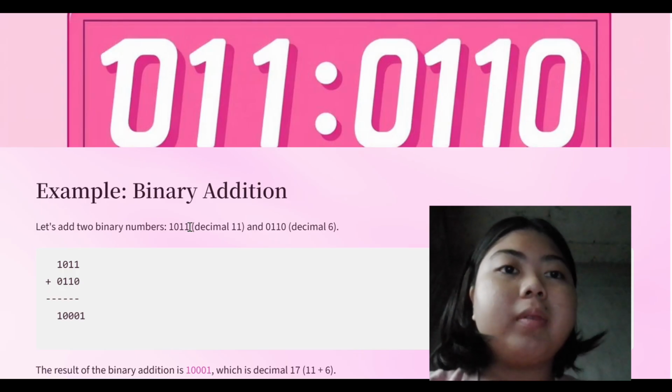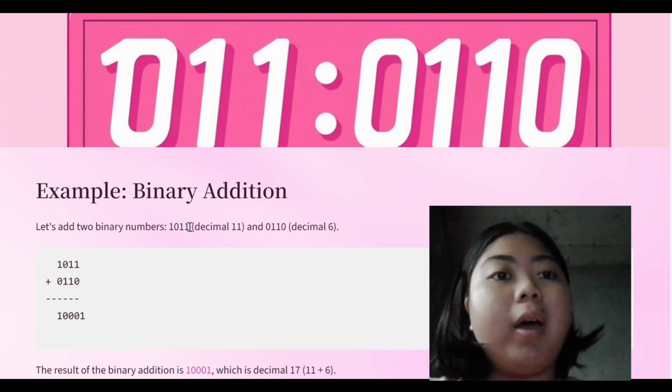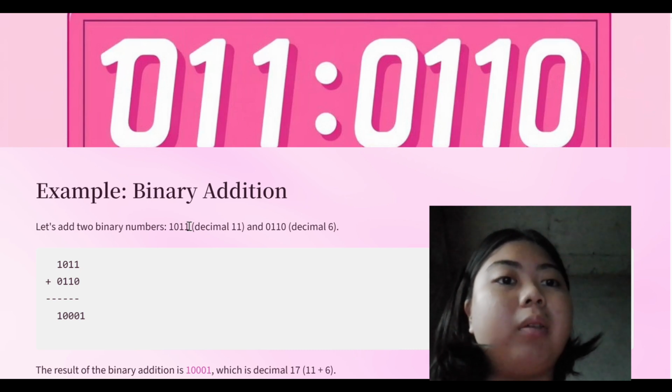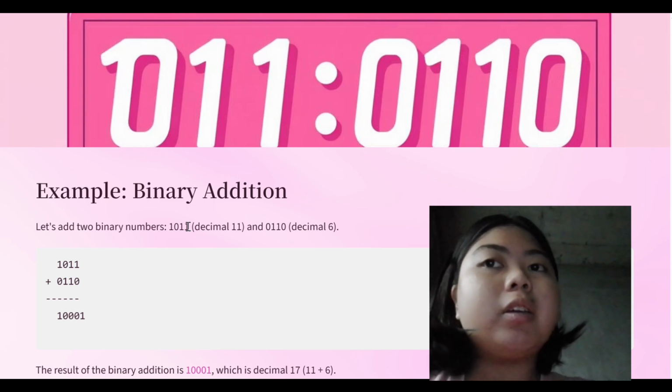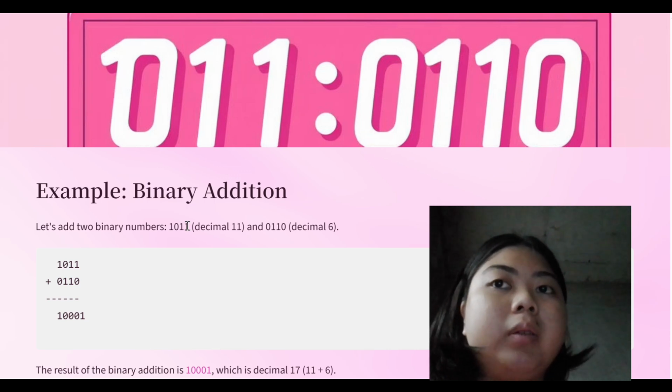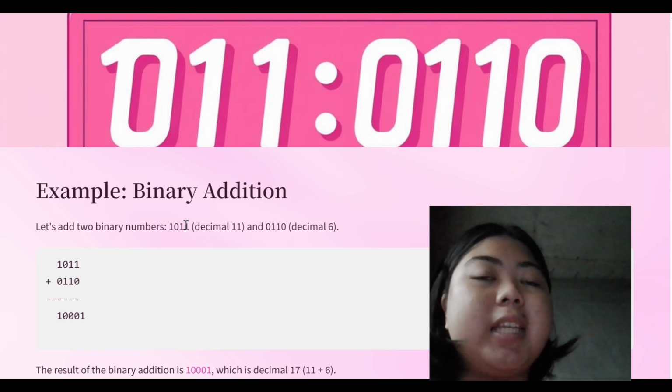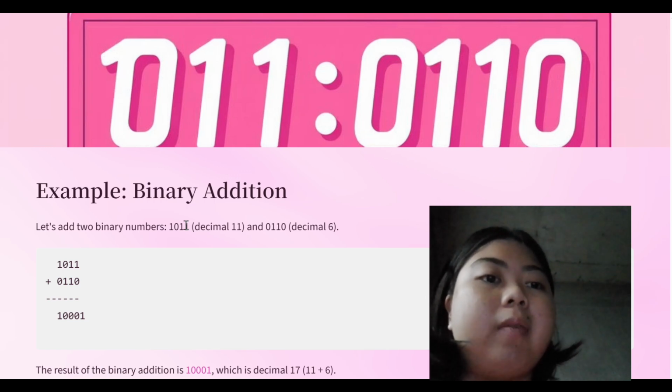Example of binary addition. Let's add 2 binary numbers, 1011, that is the decimal for 11, and 0110, decimal for 6. Let's add 1011 plus 0110, which is equal to 10001. The result of the binary addition is 10001, which is decimal 17.